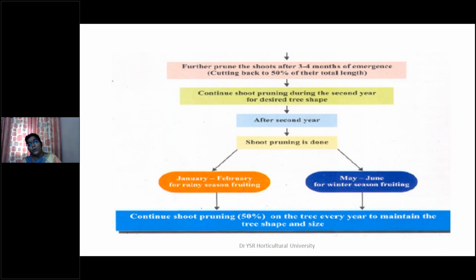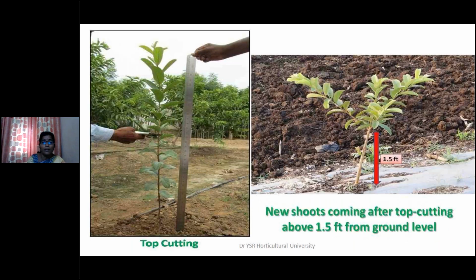So immediately after shoot pruning, the guava produces new shoots, and from these new shoots, flowering and fruiting will take place. So like this, you have to continue every year. Immediately after harvesting, you have to go for shoot pruning, that is removing 50% of the total length of the shoot. Like that, you have to maintain the shape of the tree and size.